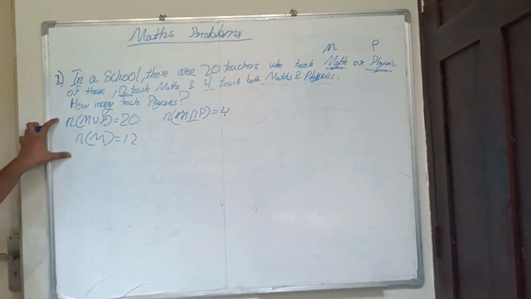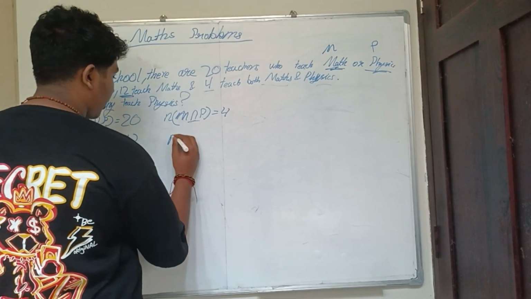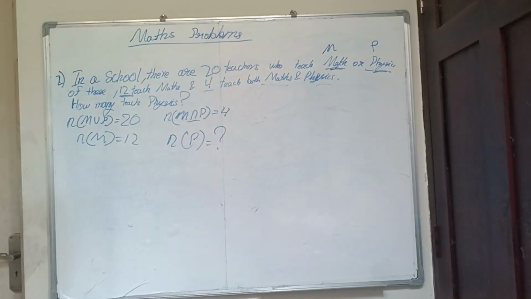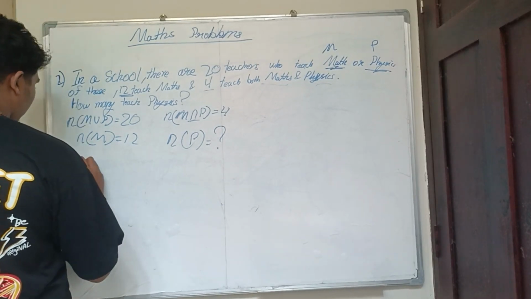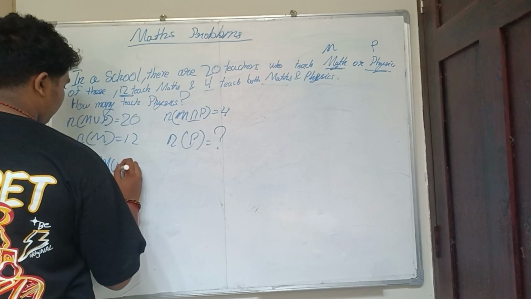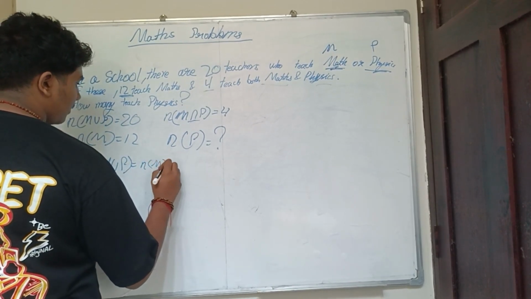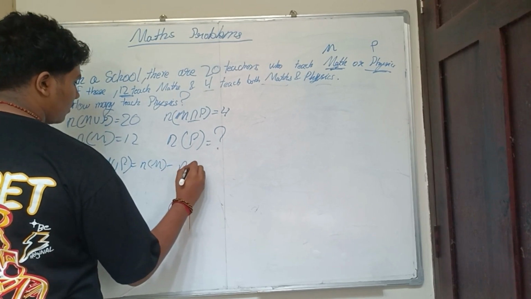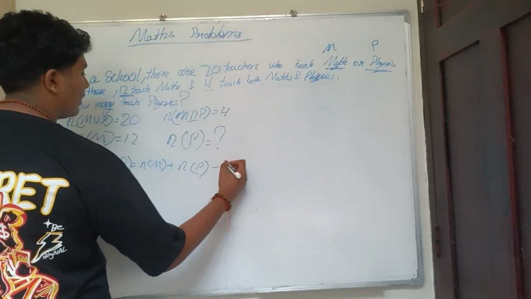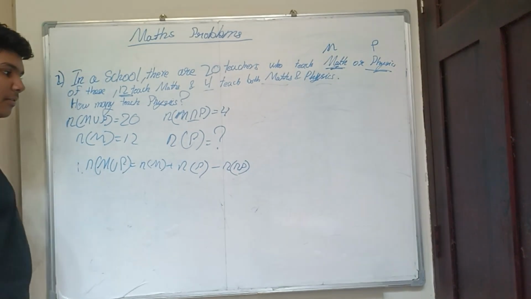Now we have the number of elements in each. What they asked is to find the number of physics teachers. So there is a certain formula. What is that formula? n of M union P is equal to n of M plus n of P minus n of M intersection P. Isn't that correct? Yes.